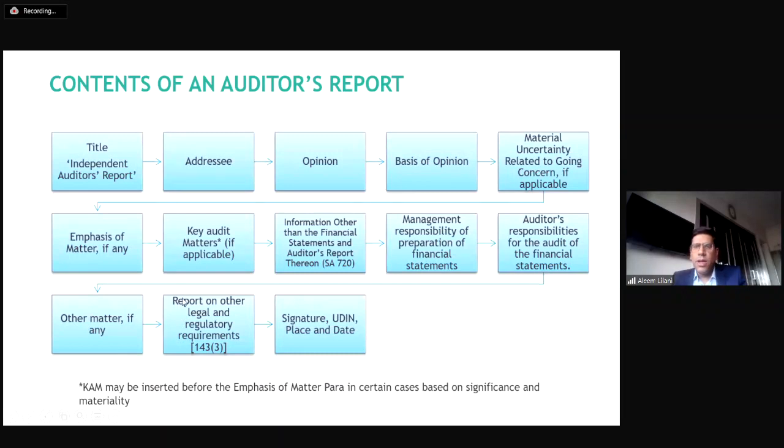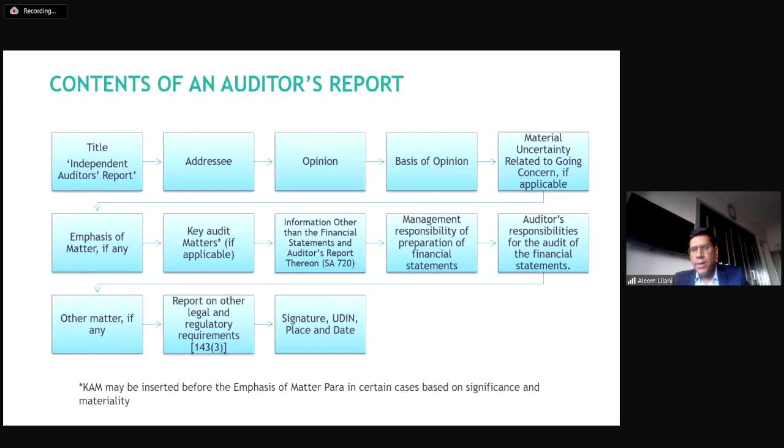Then there should come, if there's any uncertainty relating to going concern, this is a requirement coming from SA 570, which is on going concern. So any material uncertainty with regard to the going concern assumption needs to get reported right below the basis of opinion para. So any reader is immediately aware that while going concern is fine, there is some uncertainty in this company. After that comes your emphasis of matter para, which we will cover later today in 706.